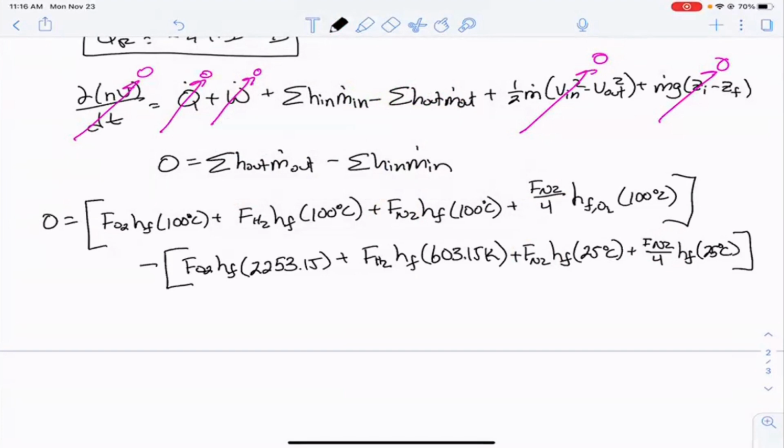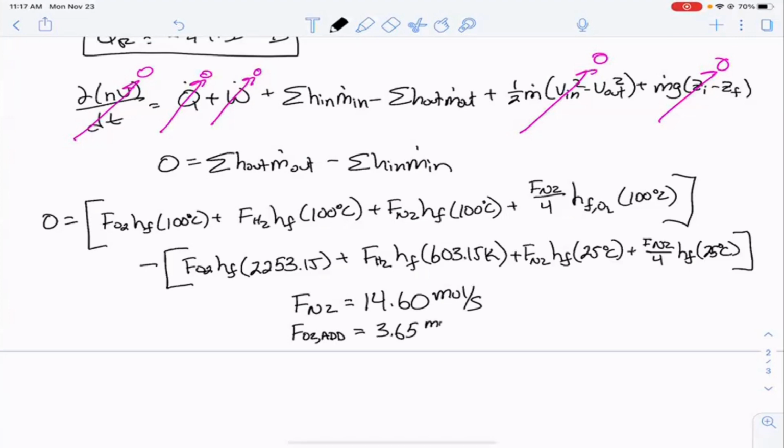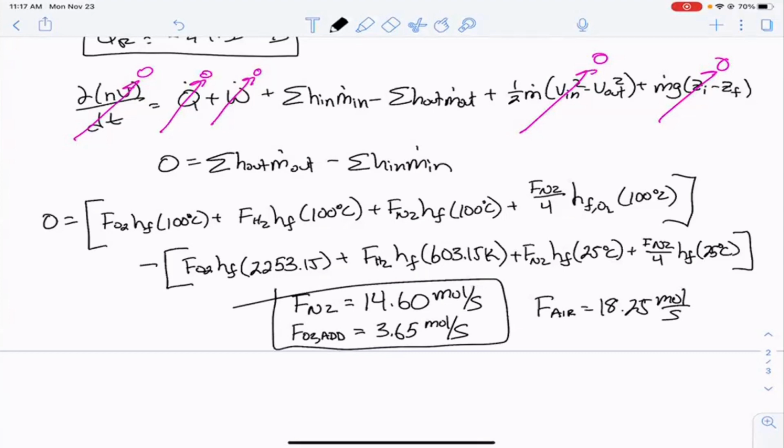And if we do that, we find that the flow rate of nitrogen is equal to 14.6 moles per second. And then the extra flow rate of oxygen that we added is 3.65 moles per second. And so if you wanted to look at it as a flow rate of air, that's 18.25 moles per second, right? But these are the unknowns that we labeled before, okay?